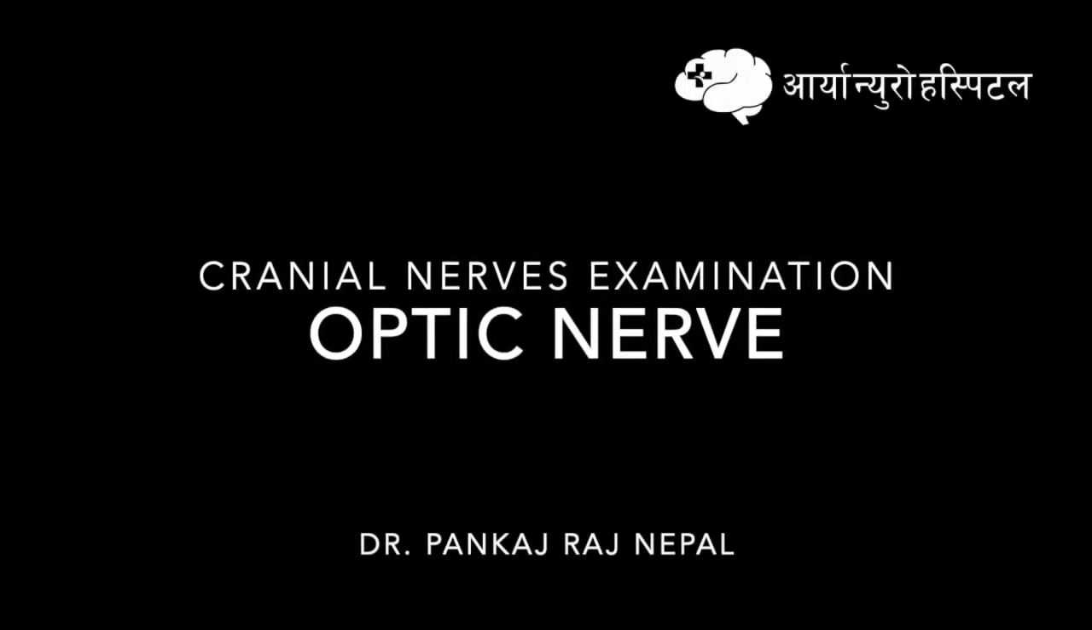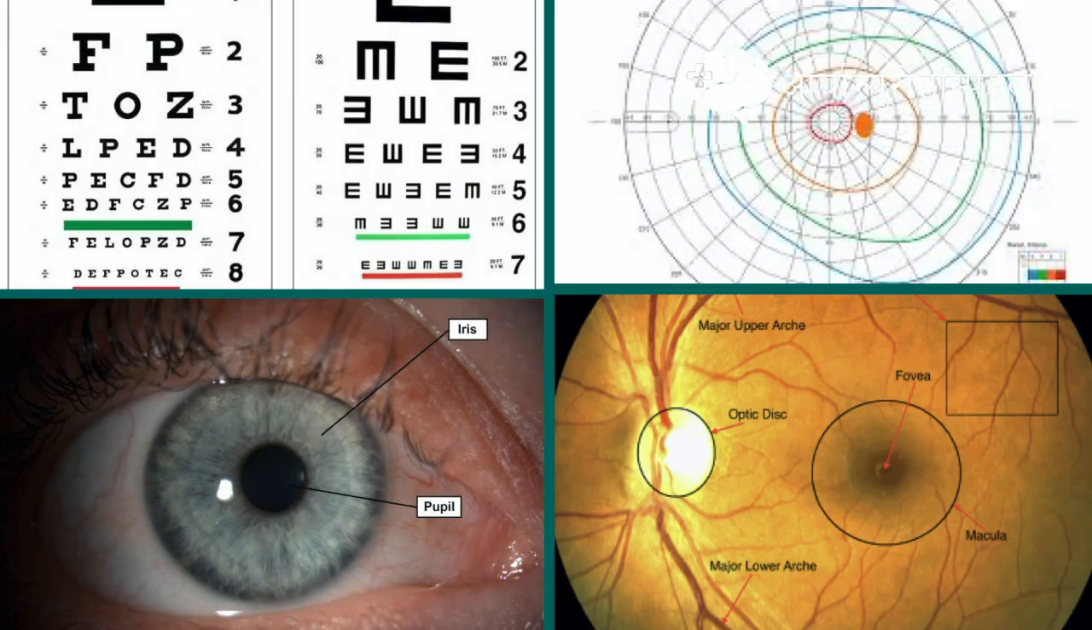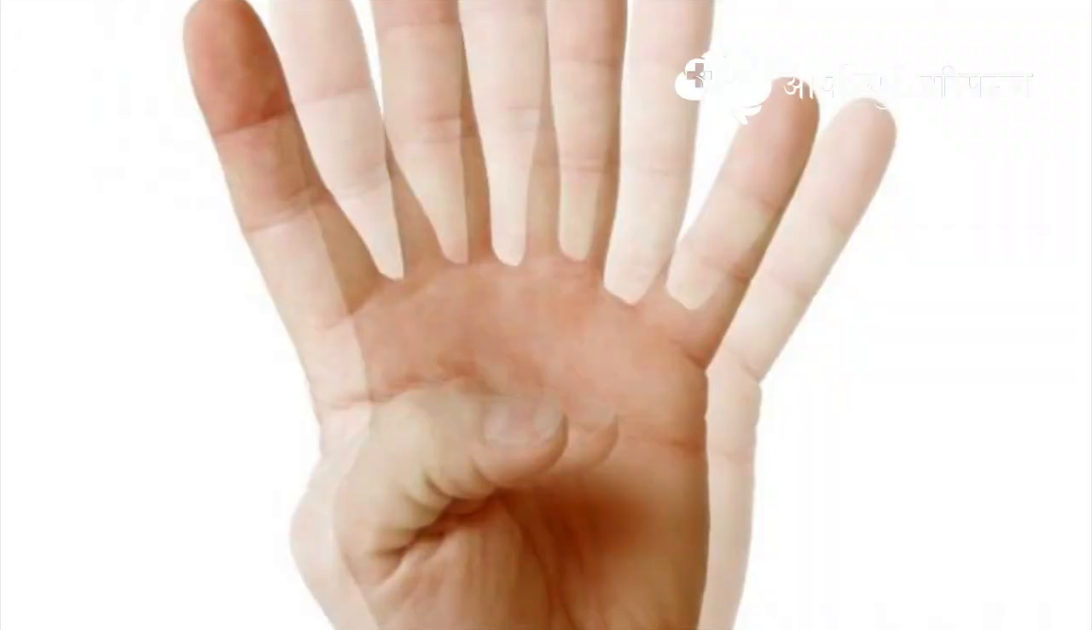Cranial nerve examination. Cranial nerve 2, the optic nerve. To test this nerve, you are advised to test the following parameters: 1. Visual acuity, 2. Visual fields, 3. Optic fundus, and 4. Pupils.